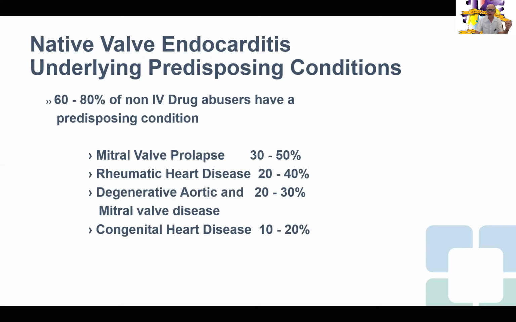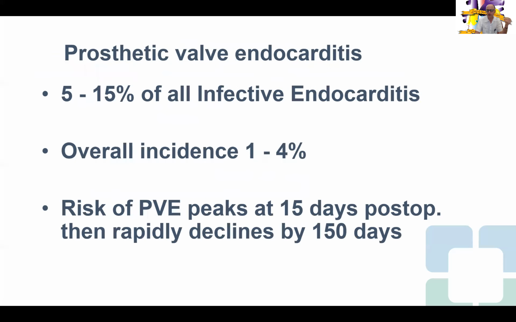So for native valve endocarditis, what are the predisposing conditions? In most cases, at least in the Western Hemisphere and in the US, 60% to 80% of non-IV drug abusers have a predisposing condition, meaning they could have mitral valve prolapse, rheumatic heart disease, degenerative aortic and mitral valve disease, and finally congenital heart disease, which is a minority, but can be overrepresented in the cases of endocarditis because of the high-risk anatomy.